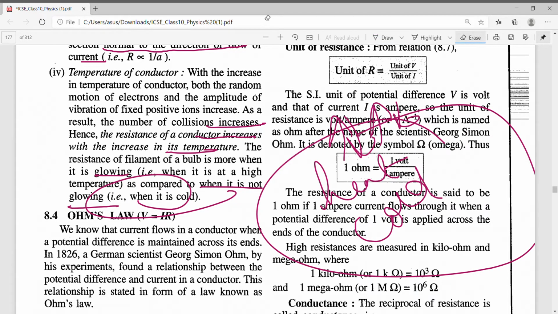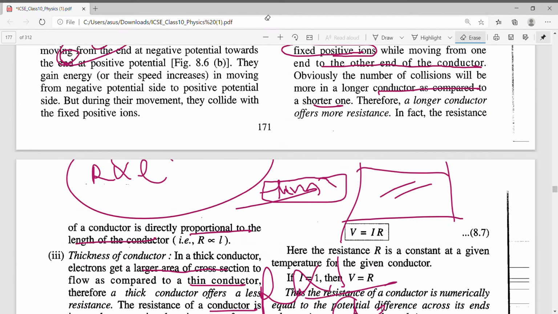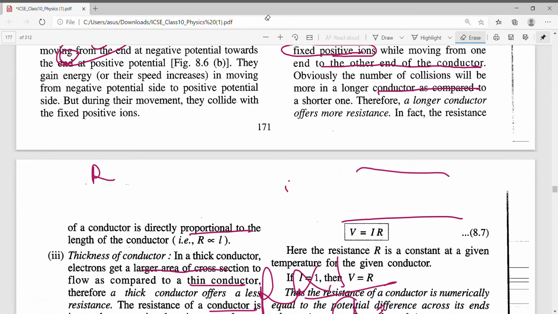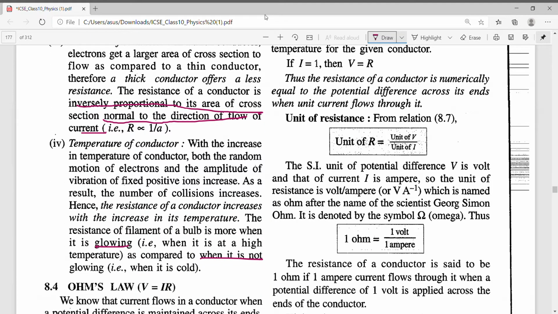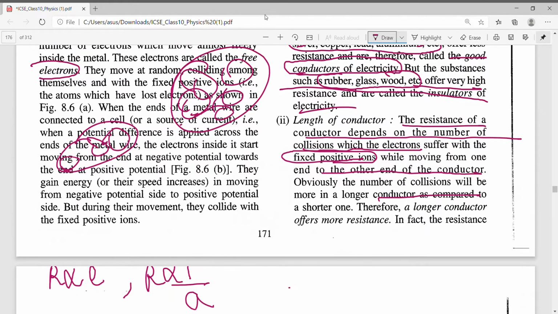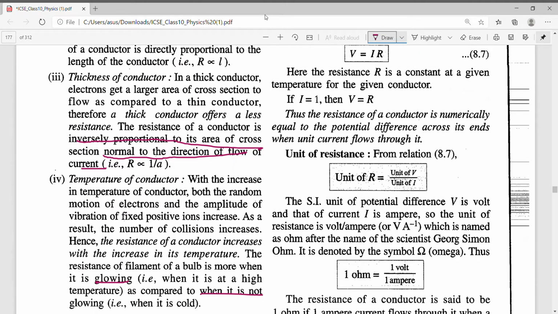I'm going to brief you on whatever we have studied, the four factors that affect resistance, then I'm going to move further. I'll write it here. Yeah, so resistance is directly proportional to the length of a conductor. Resistance is inversely proportional to the area of cross section, as you can see, right? And resistance is directly proportional to the temperature. And the first one we did, the material, so it depends upon different materials. Okay, let's move further now.